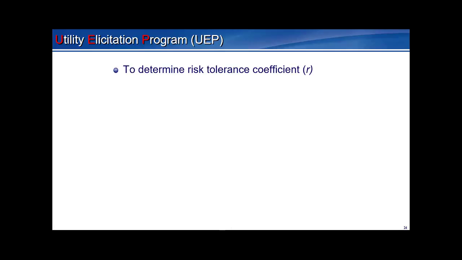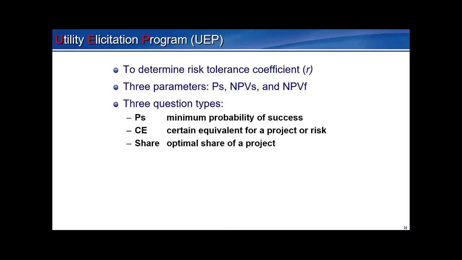UEP's sole purpose is to help the decision maker determine his or her risk tolerance coefficient. It simulates decision-making situations much as we would do in an elicitation interview session. There are three parameters as we saw in the decision tree: PS, probability of success, NPV of success, and NPV of failure. A planned enhancement to UEP is an option to replace the two single-point NPVs with an NPV outcome distribution. There are three question types.